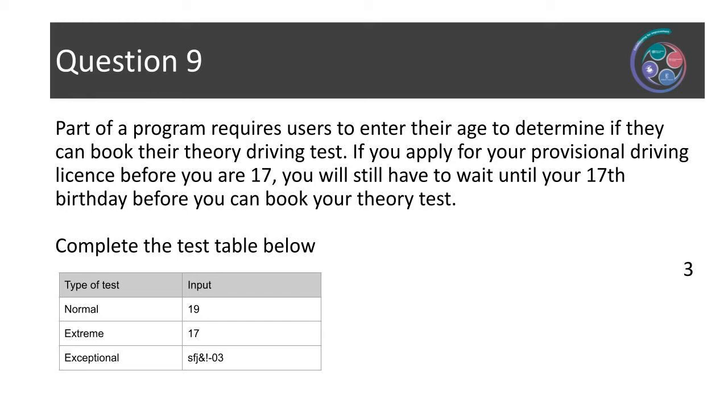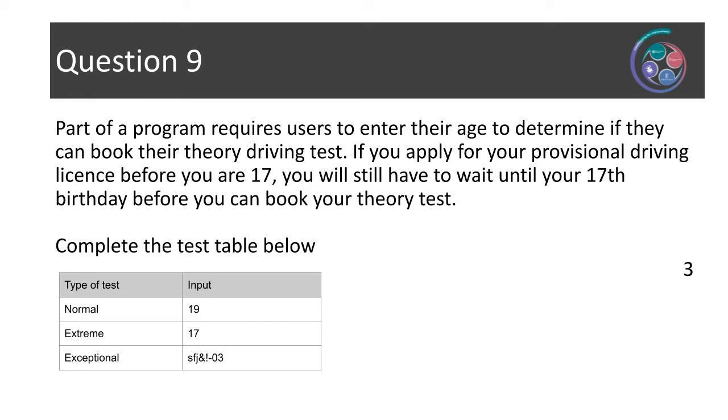The extreme test data represents data that is on the boundary of being accepted by the program. So in this case, we can see here that it's referring to the number 17 because it's a 17th birthday before you can book your theory test. So the extreme value is 17. There are other number values less than 17 that would be accepted, but there's no indication to us on how the program would look to handle that information.